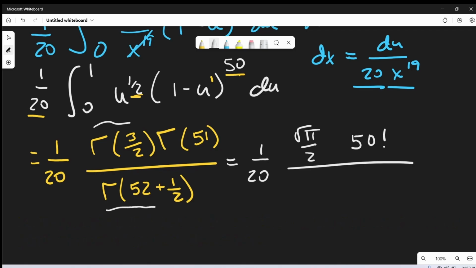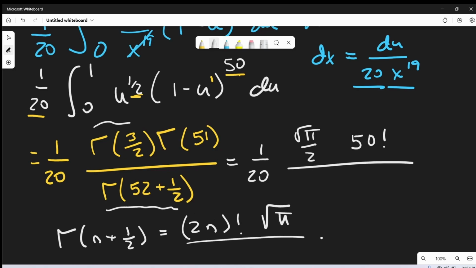Now for this value, we have a formula. Let's just take a look at that real quick. So if we have gamma of n plus 1/2, that's going to be (2n)! square root of pi over n! times 2 to the 2n. Some people write this as 4 to the n. I know that's probably more popular, but I like to write it as 2 to the 2n. Let's just use this and see where it goes.